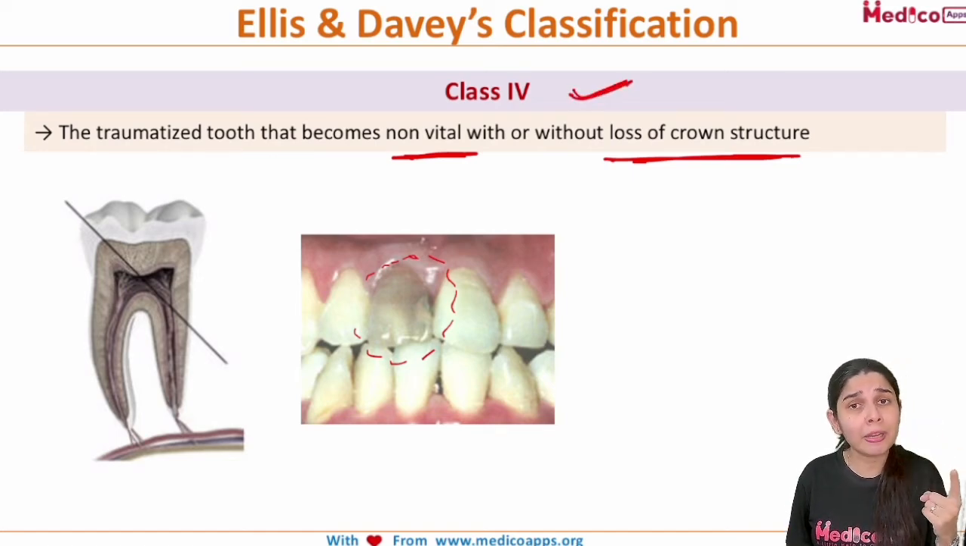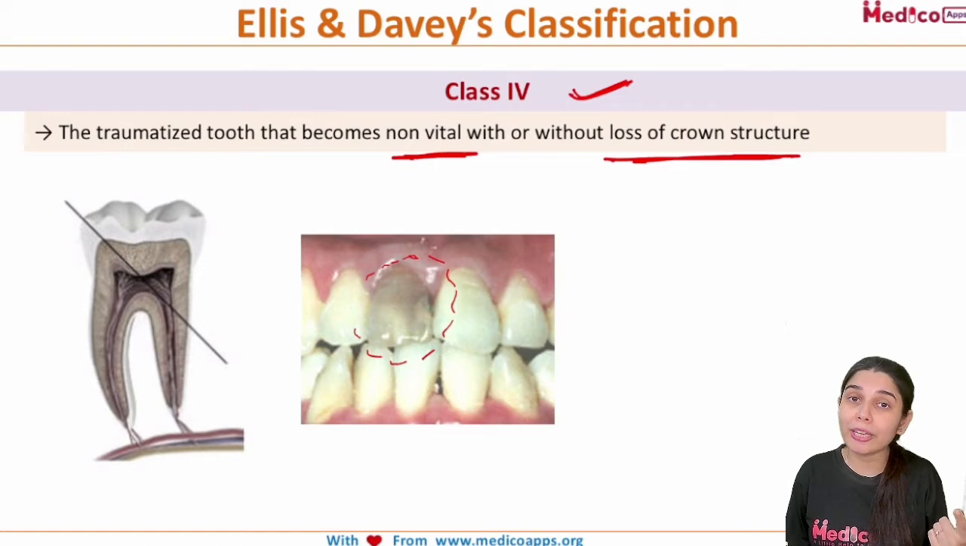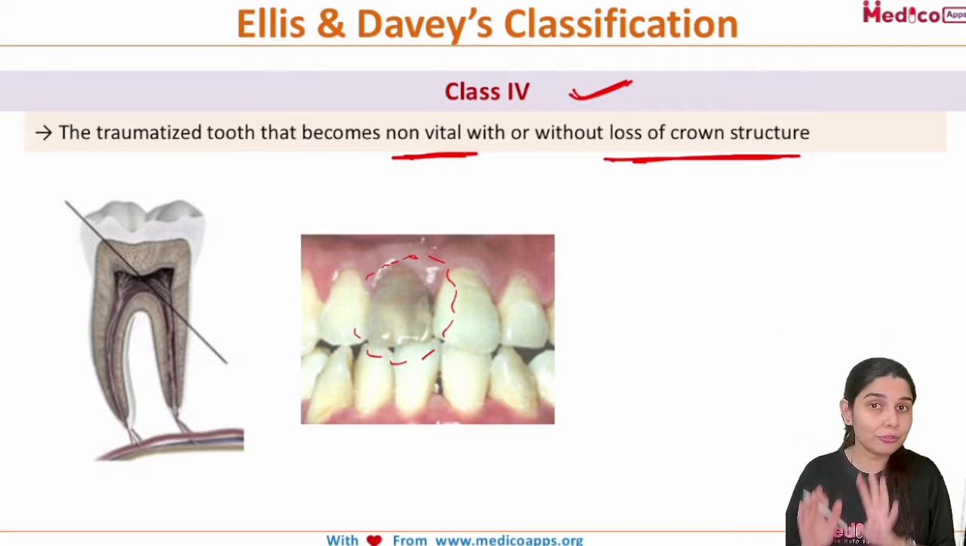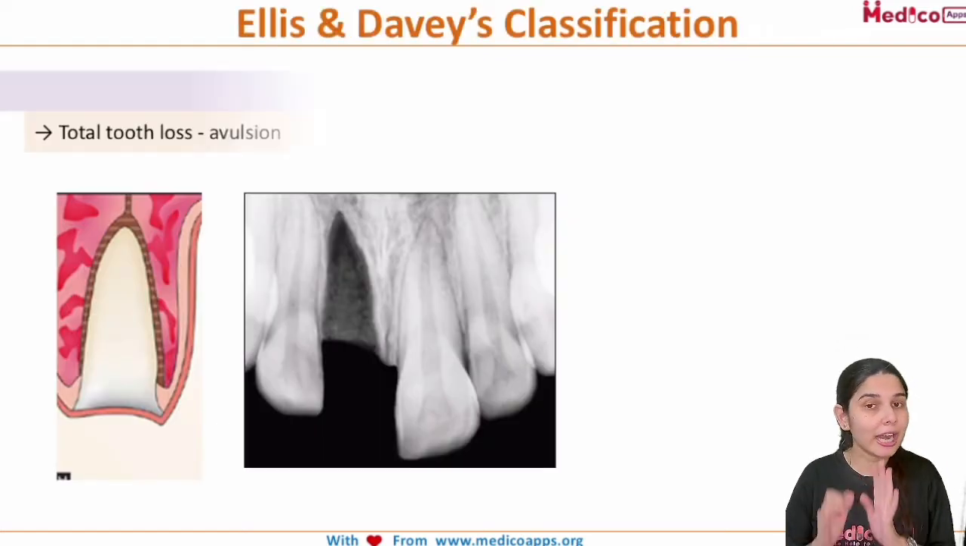Class 1, enamel. Class 2, enamel and dentin. Class 3, enamel, dentin and pulp. Class 4 is traumatized tooth, which makes it non-vital tooth. So this is the class 4. Till now we have discussed till class 4.